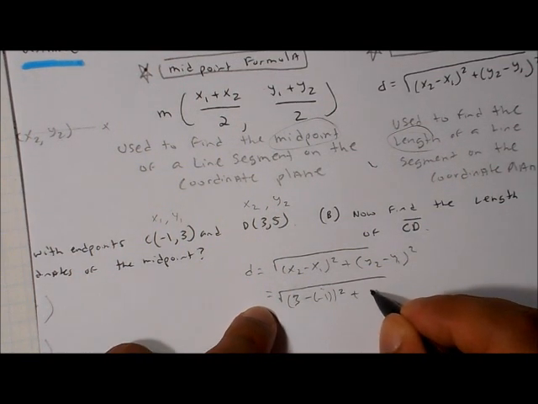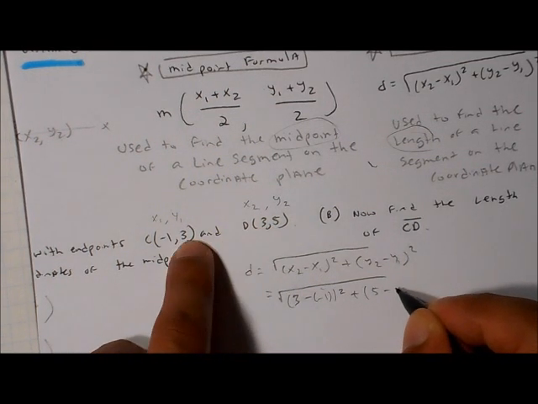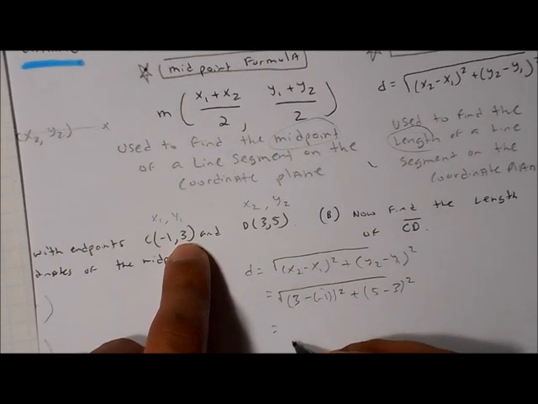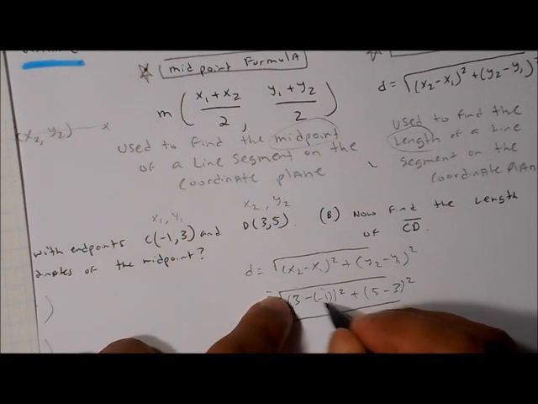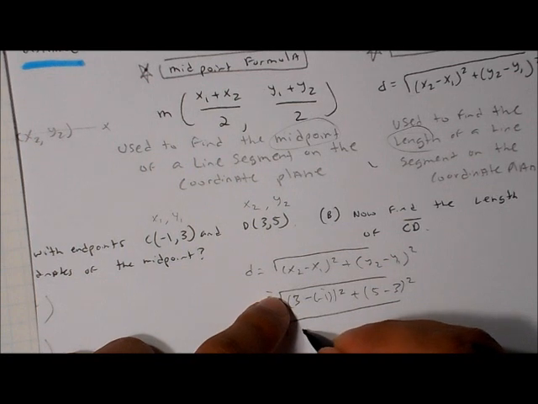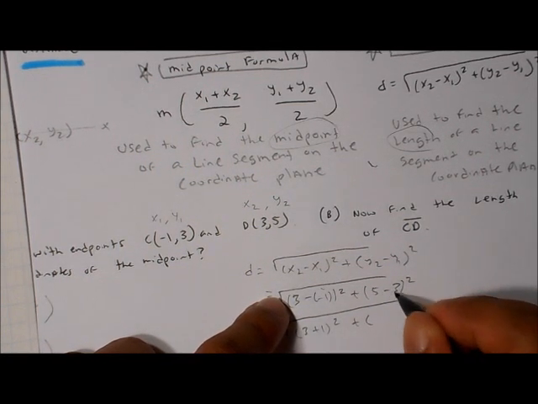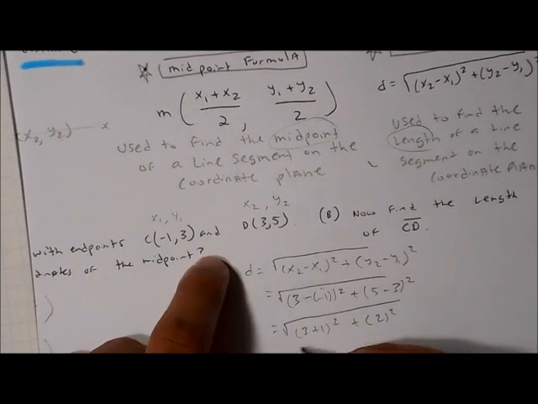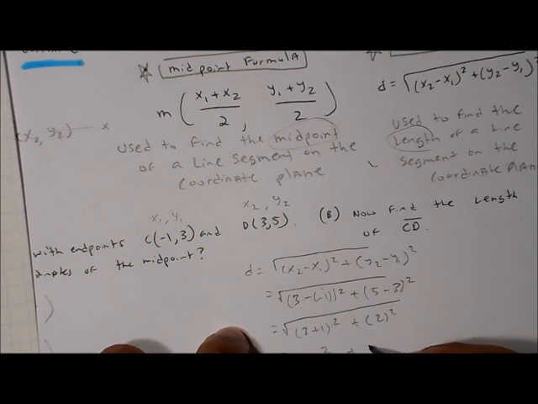Plus y2, which is 5, minus y1, which is 3. Square that. And so you take the square root of, what's 3 minus negative 1? That minus a negative should be a positive. So it'll be 3 plus 1 squared plus 5 minus 3 should be 2 squared. So it should be here 3 plus 1, which is 4 squared, plus 2 squared.